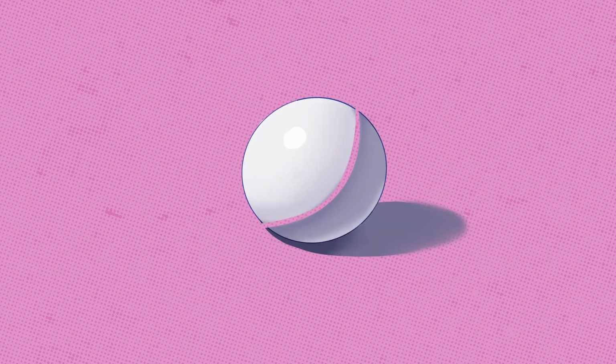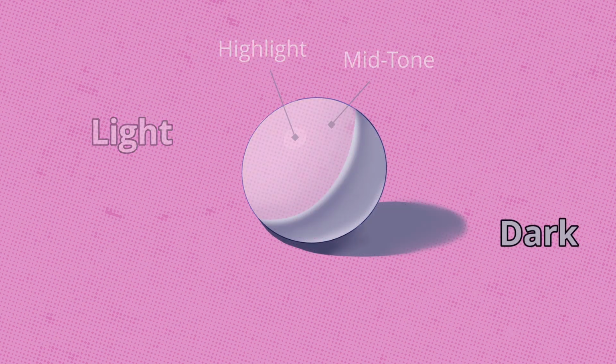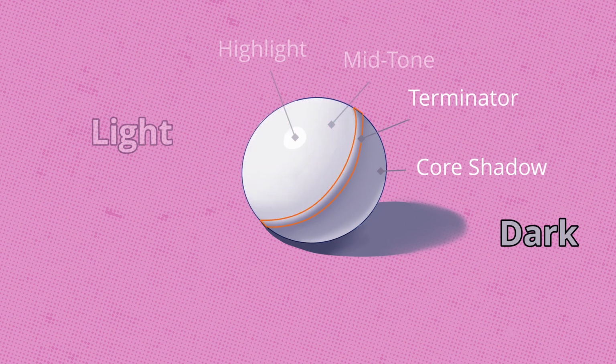When a light source hits this ball, it splits into two tones, light and dark. In the light tone, it can be further divided into mid-tone and highlight. As for the dark tone, it can be split into core shadow and terminator. Notice how the terminator is darker than the core shadow. That's because of the reflective light. The reflective light bounces off the ground and hits the ball, causing the core shadow to appear brighter compared to the terminator. This change in light and shadow is caused by the ball itself.